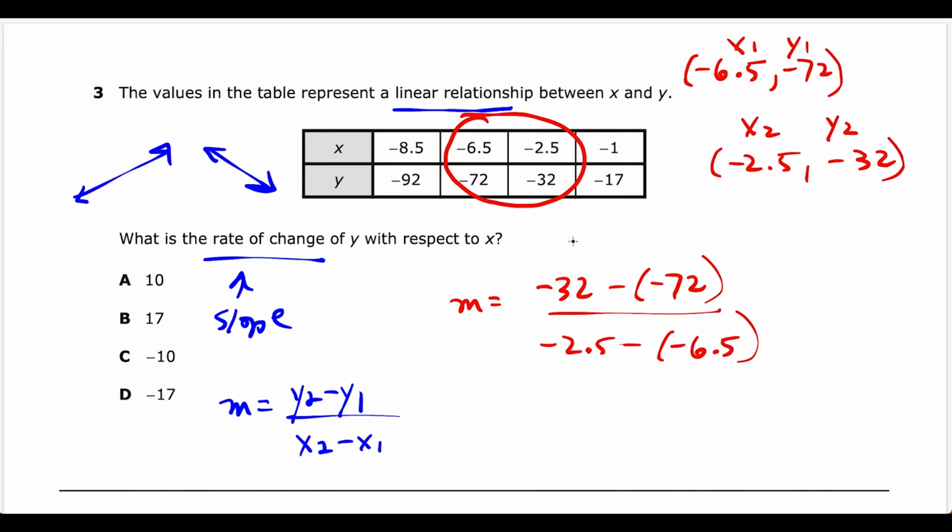Otherwise, just do this work here. And now when you subtract the negative, the operation will change to addition, and that's going to give us a 40 on top, and on bottom we have minus going to plus, and then 6.5 minus 2.5 is 4, and 40 divided by 4 is 10. So this is going to match up with choice A.